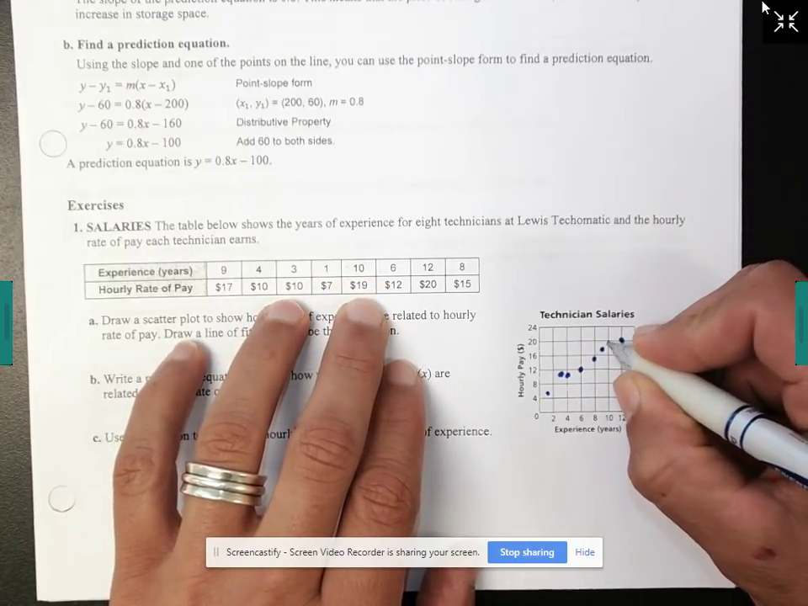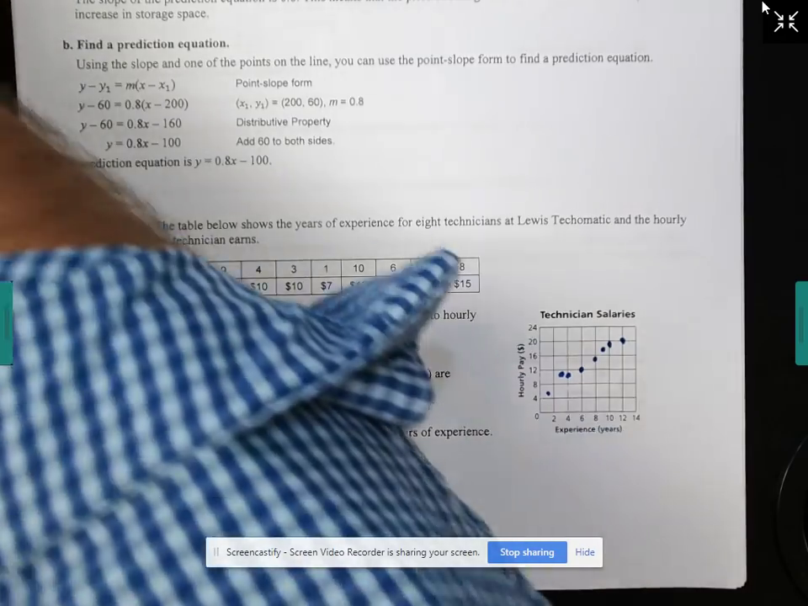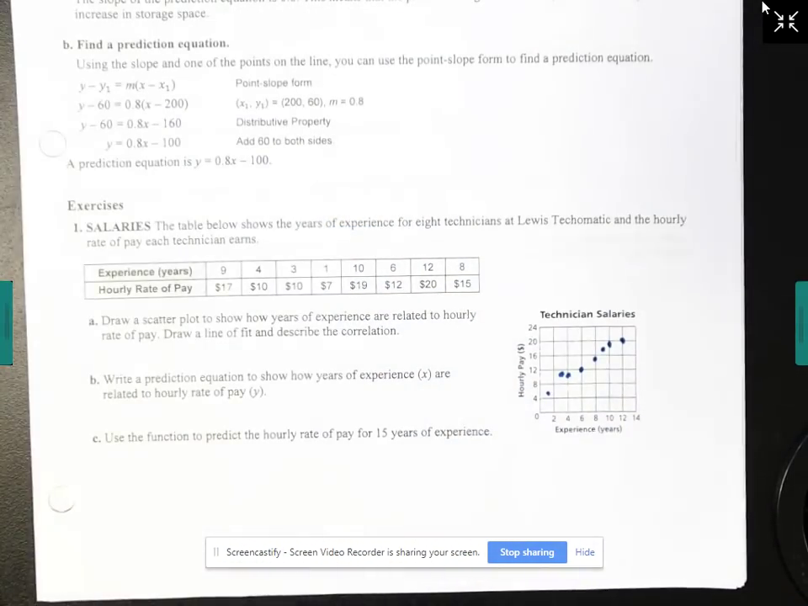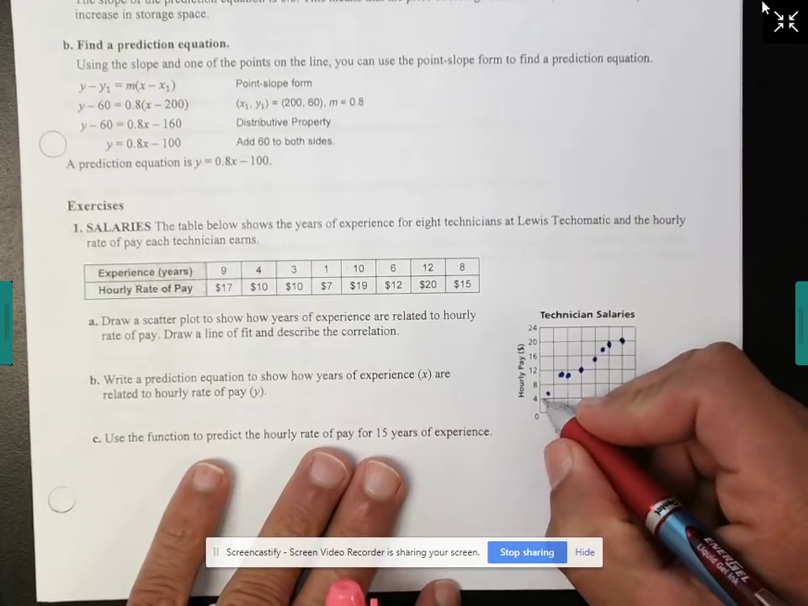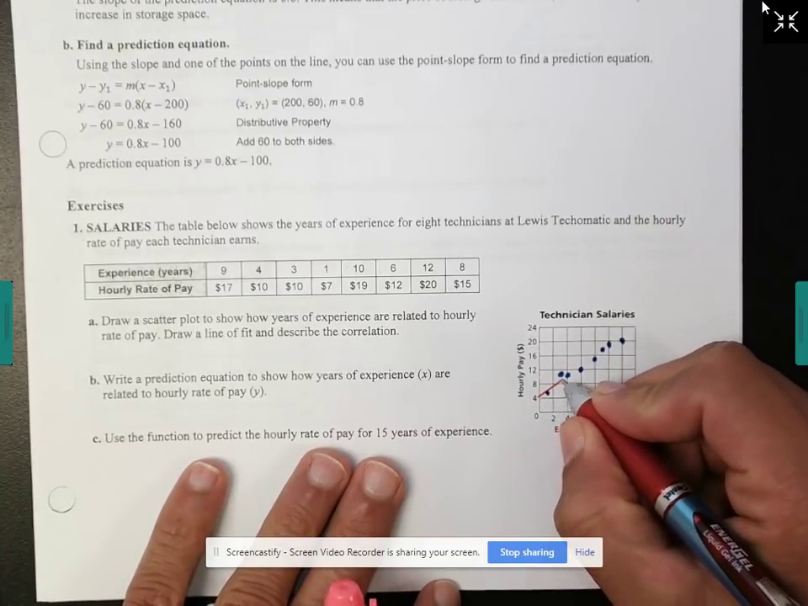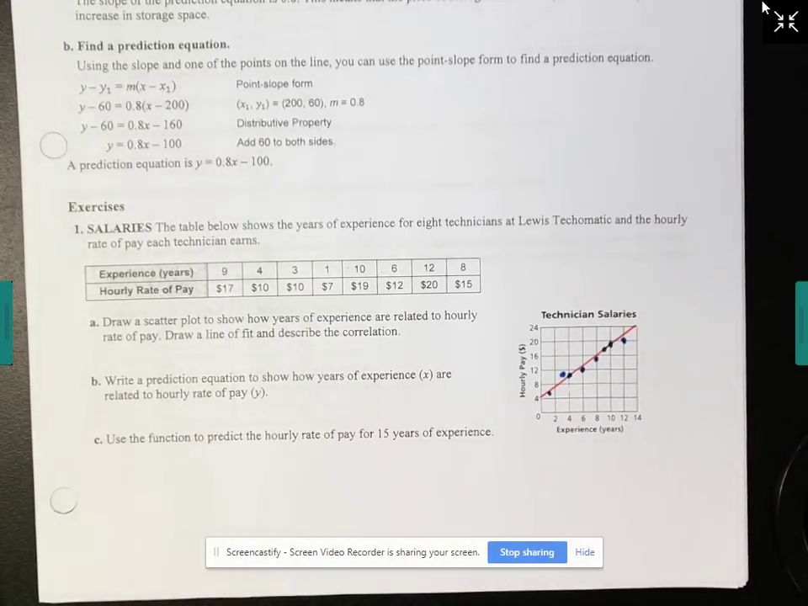So the scatter plot, basically you're going to plug in every point that you see there, where in this case the experience in years is X and the hourly rate is Y. Once you have done that, we're going to draw a line that best fits. If you don't have a calculator, you just do your best to draw a line that more or less tries to hit all the points. Now, I'm not going to hit all the points, and that's okay. The point of it is not to hit every point, otherwise it's not going to be linear. So make sure you just draw a line right through there.